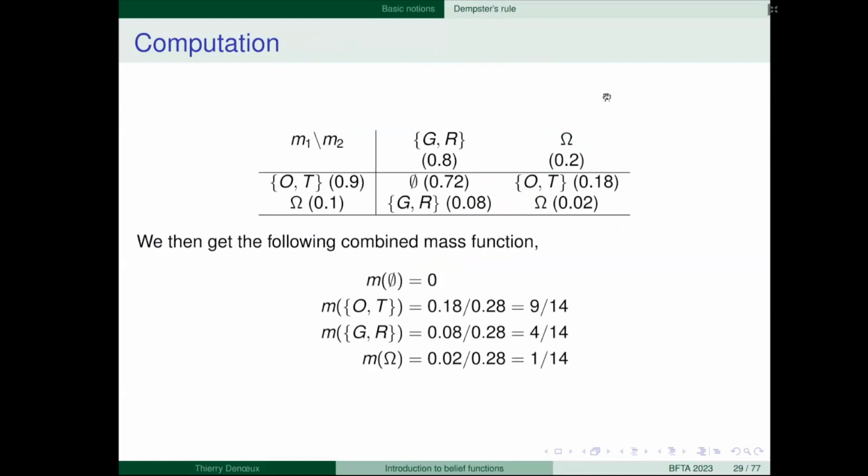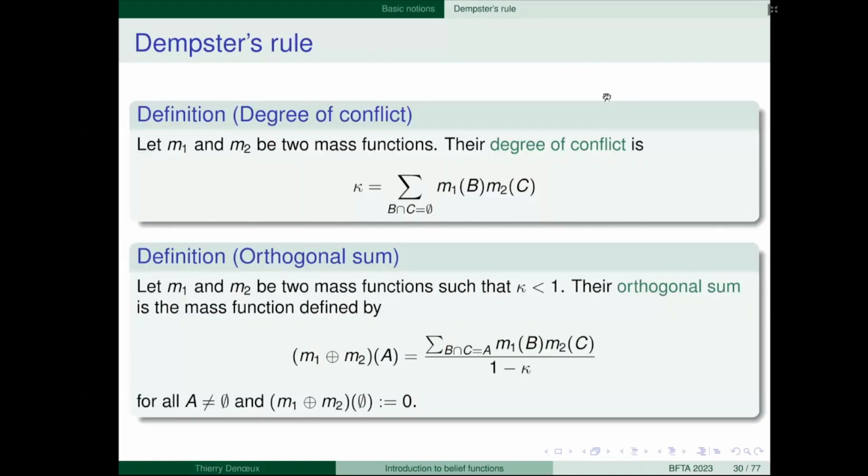So for example, the mass on obstacle or tree is 0.9 times 0.2, but divided by 1 minus 0.78, which is 0.28. We have to renormalize everything after we have forced the mass on the empty set to be 0. And this is actually a conditioning operation on the product probability measure. So this is now the formal definition of Dempster's rule.